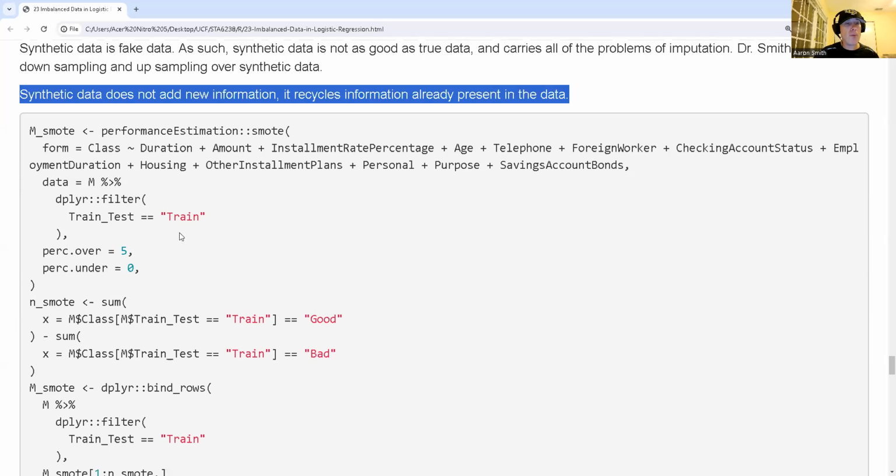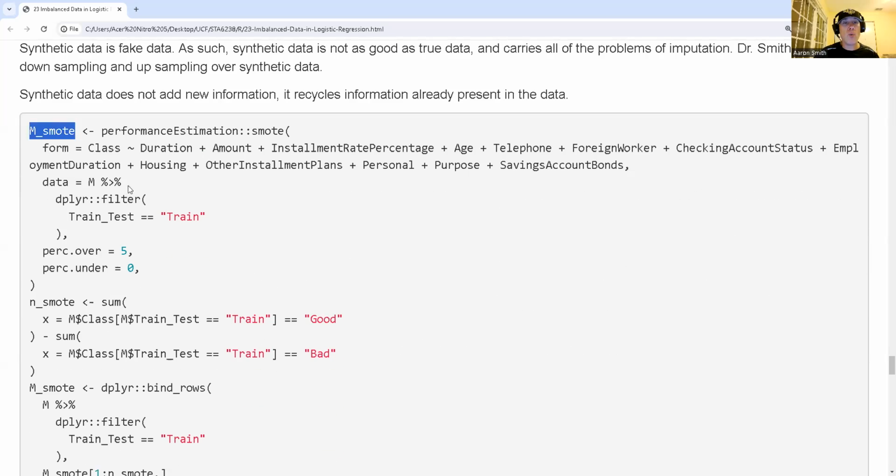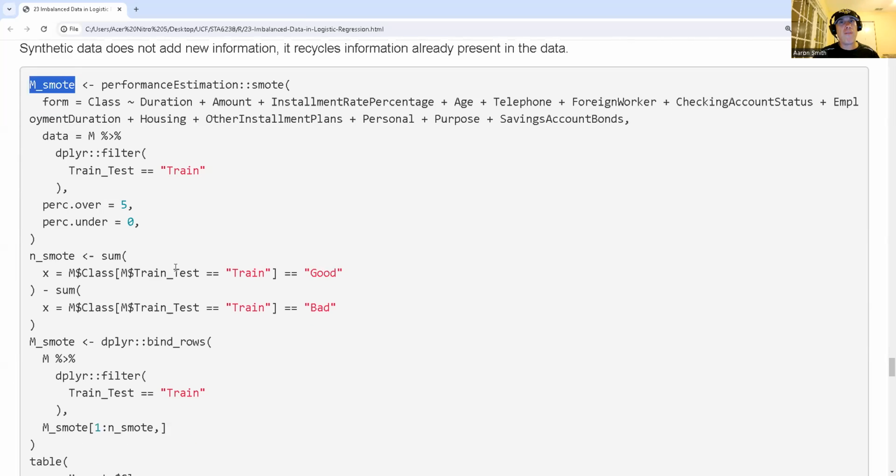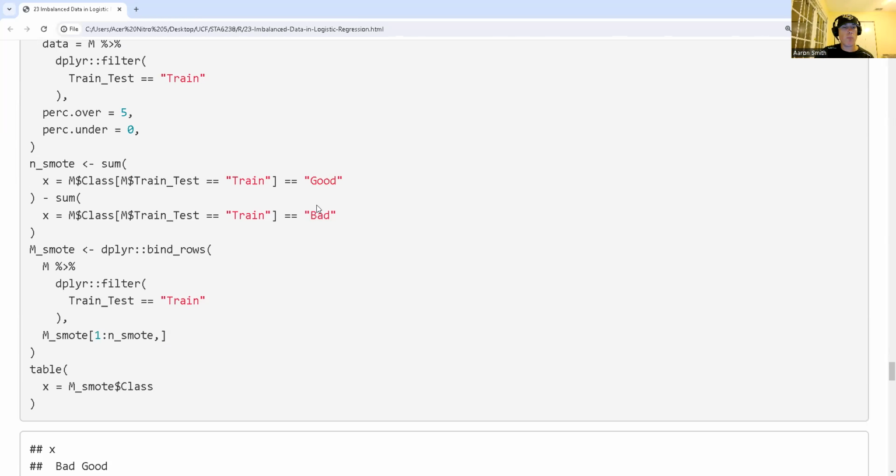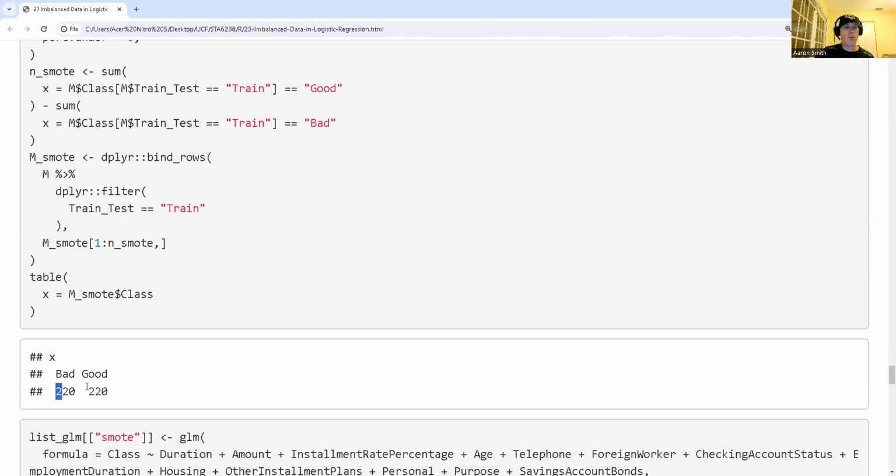All right, here I'm just going to use SMOTE. I'm not going to worry about ROSE. SMOTE is by far more common to use. I'm using the performance estimation package on this one. There are a bunch of SMOTE packages, different implementations. I've got videos on these. Choose the one that works for you. I don't know which one's best. And you can see now I have balanced data.